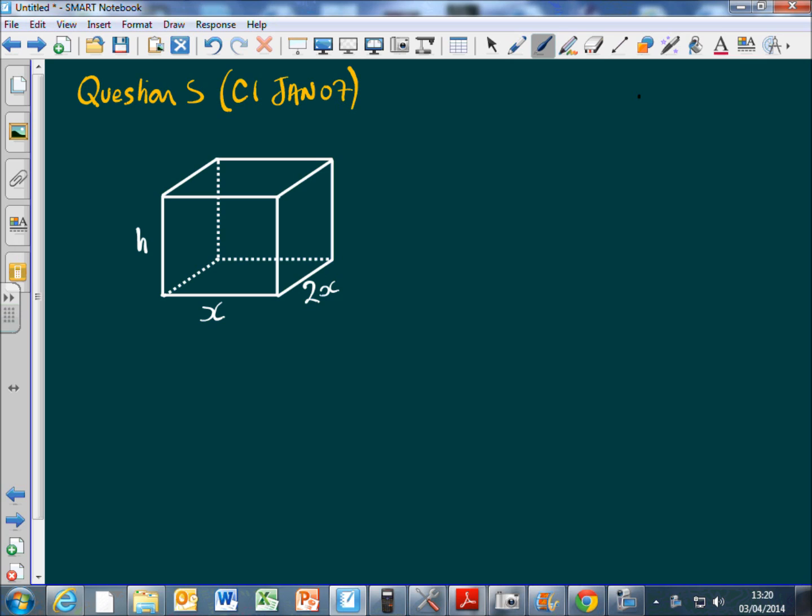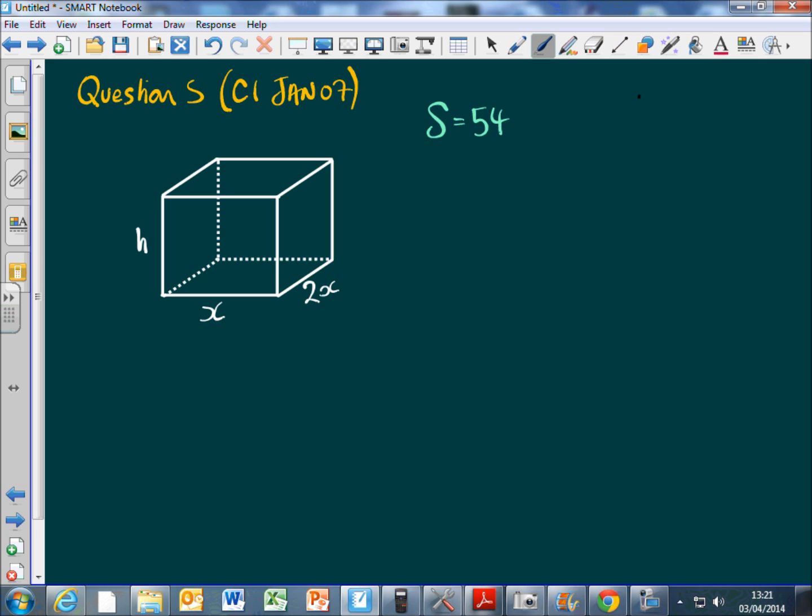Okay. So it also tells us that the combined surface area of the base and the 4 vertical sides is 54 meters squared. So I'm going to use S for surface area. So the surface area, S, is 54 meters squared. First of all, the question on the paper says show that x squared plus 3xh equals 27.